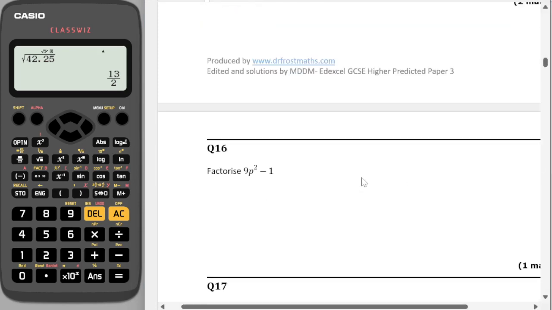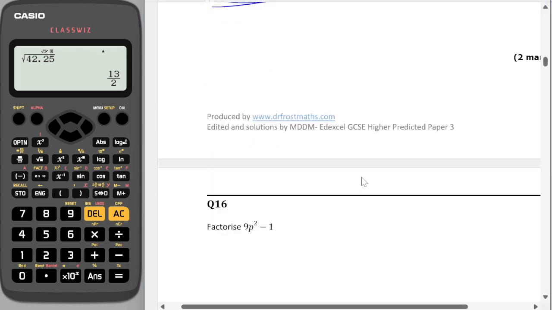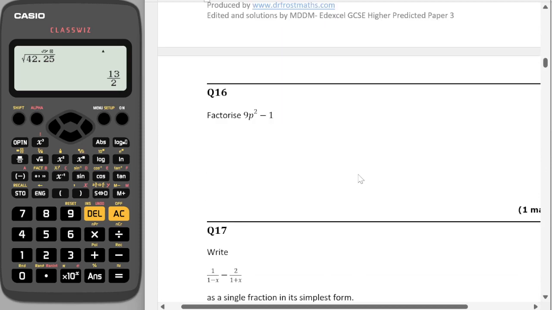Okay, question 16. I've got my numbers mixed up there. Factorize. So 9p squared minus 1. We've got a difference of 2 squares here. Minus 1, not the most obvious of squares. So that's going to be the square root of that, which would be 3p plus 1 multiplied by 3p minus 1.